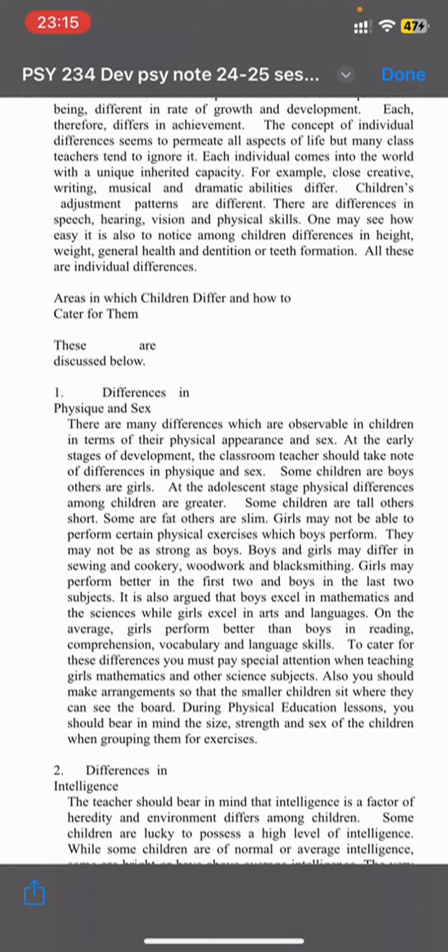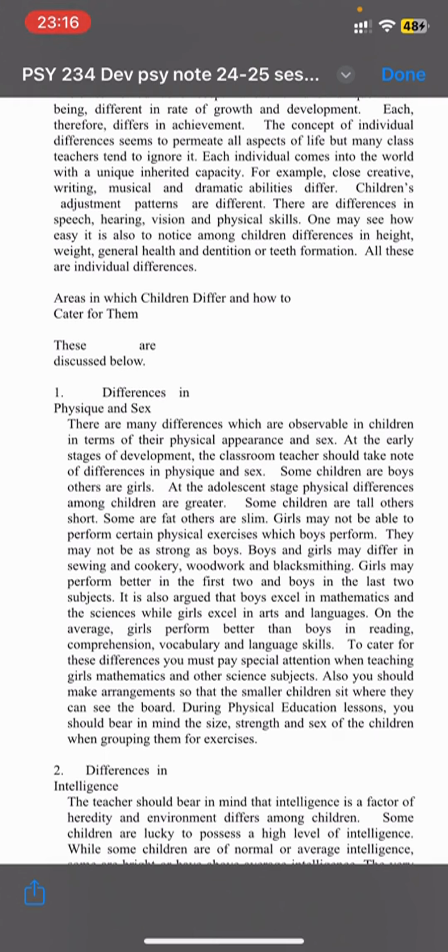Boys and girls may differ in sewing and cookery, woodwork and blacksmithing. Girls may perform better in the first two, and boys will perform better in the last two. Still depends on the person that's teaching them, but okay. It is also argued that boys excel in mathematics and science, while girls excel in arts and languages. On average, girls perform better than boys in reading, comprehension, vocabulary, and language skills.